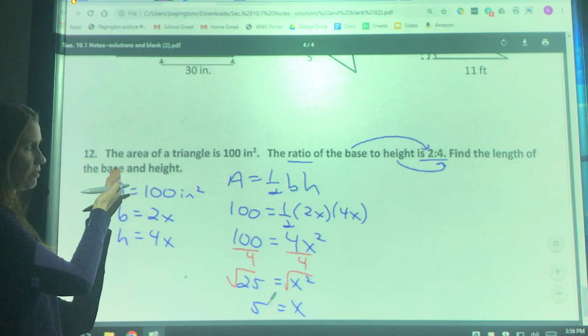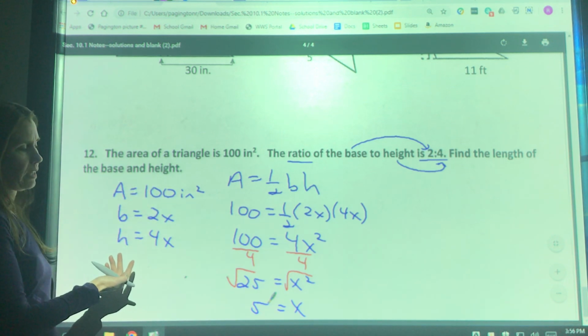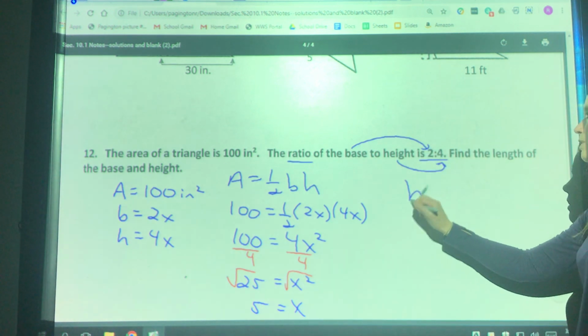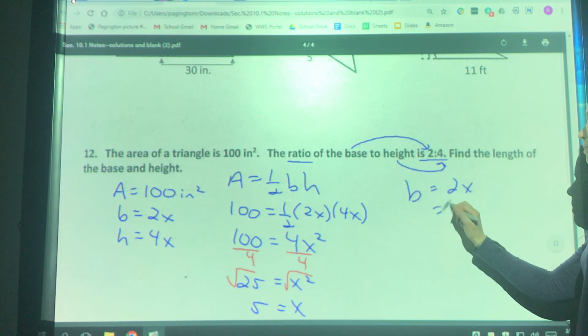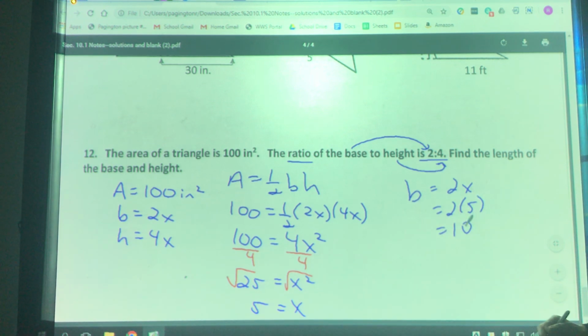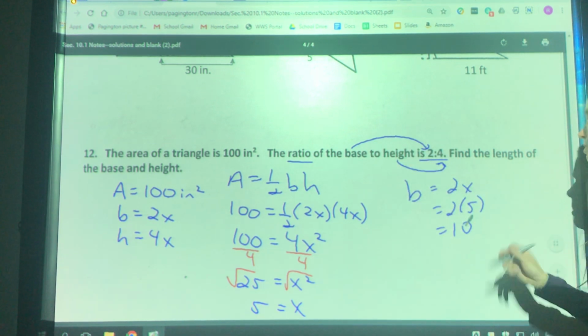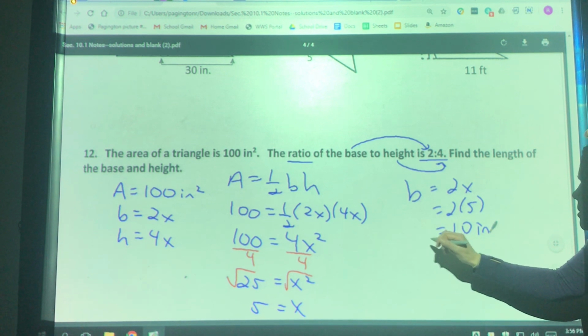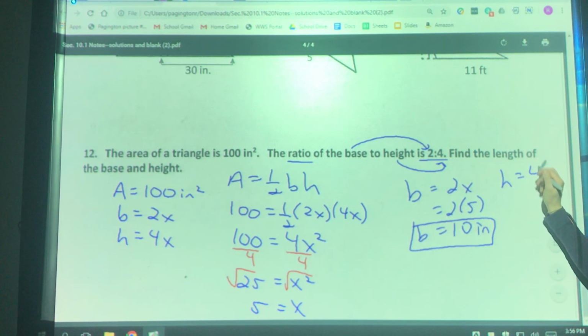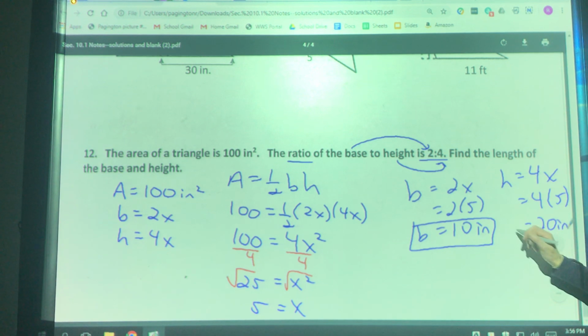In this case, it wants us to find the base and the height, so we can plug back in for what we had to begin with. We know the base is 2x. We now know that x is 5. So we know the base is 10, and in this case, it's going to be inches. And same type of thing for the height. We said it was 4x. We can plug 5 in for x, so we get 20 inches for the height.